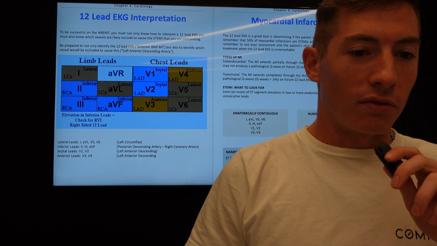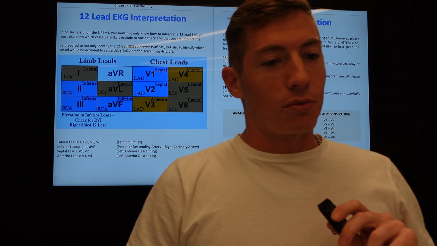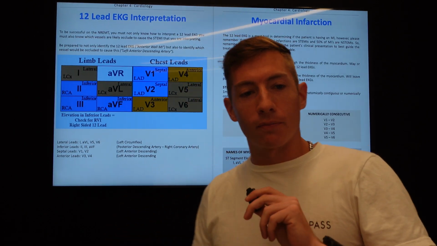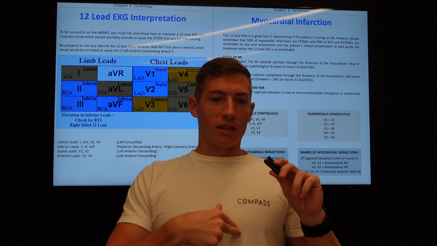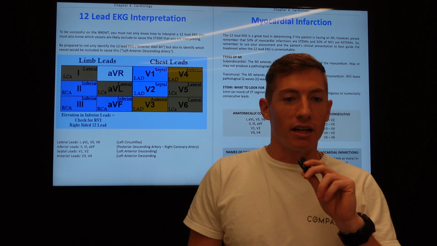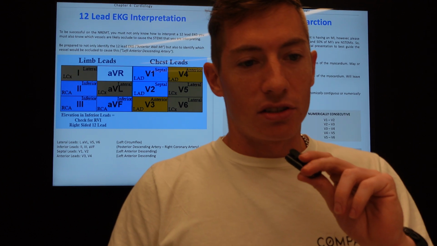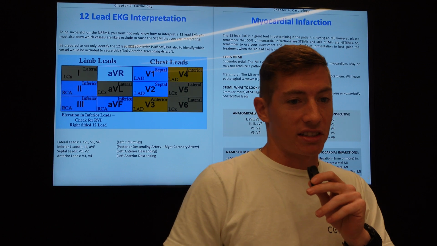V2, V3, V4, V5, extensive anterior wall myocardial infarction. So where's V2, V3, V4, and V5? V2 is here, V3 is here, V4 is here, and V5. So extensive anterior wall MI. I guess if it's all 4 of those. I don't know what happens if it's 3, but if it's all 4, it's extensive.